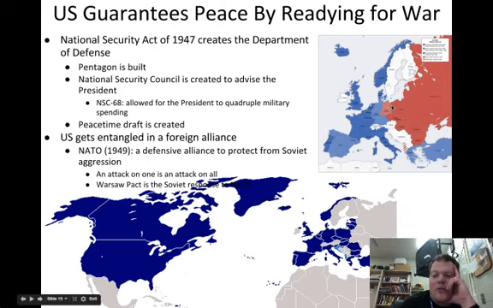The Soviets respond with what is known as the Warsaw Pact. And the Soviet Union joins the Warsaw Pact, as well as their buffer or satellite nations over here, like Poland, Czechoslovakia, and Hungary.